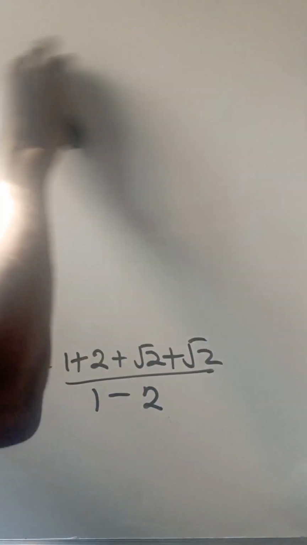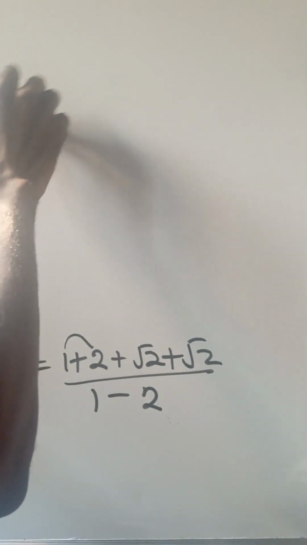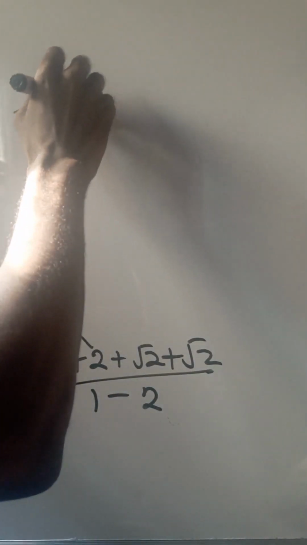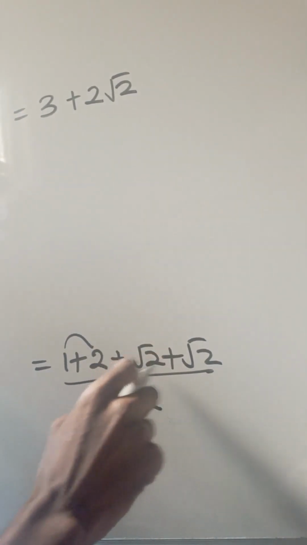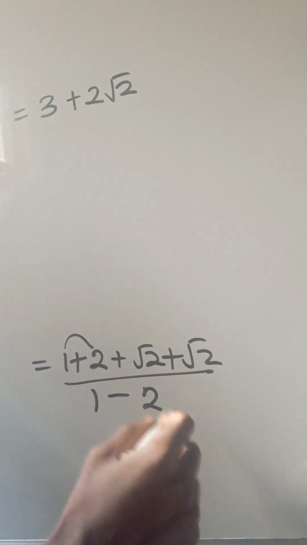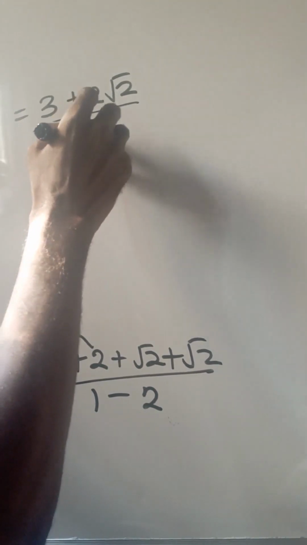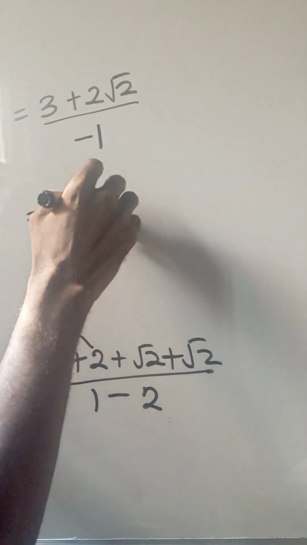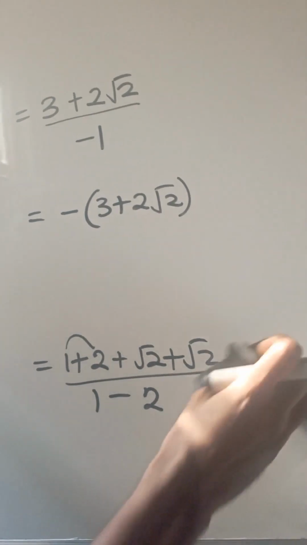So from what we have left, we can further simplify. We see that 1 plus 2 here will give us 3, plus root 2 also means 2 root 2, because we have 1 here as a coefficient and 1 here. So 1 plus 1 is 2. So we'll keep the root 2. So 1 minus 2 is still minus 1. Now the minus can come up as this. The minus can go up.